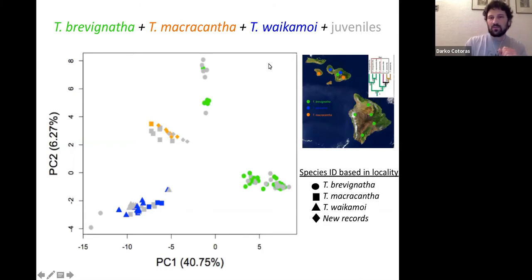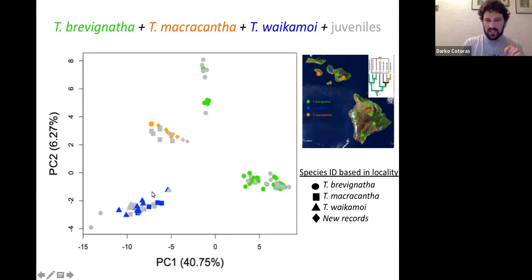Things get really interesting when we look at Tetragnatha Waikamoi. This is blue triangles. So we have a blue triangle, good. We have a gray triangle, good so far. But then we have a blue square. That means that morphologically it is Waikamoi, but it's in a locality where you hope to find Macracantha. We also find gray circles, which means it's a juvenile. Morphologically, we cannot tell what it is, but it's in a locality where you hope to find Brevignatha.